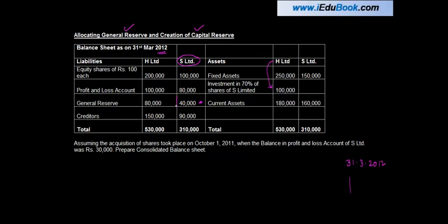So what is new here is that we have a general reserve balance insofar as S Limited is concerned. Now how will you allocate this general reserve is the key thing which we are going to learn about in this question.